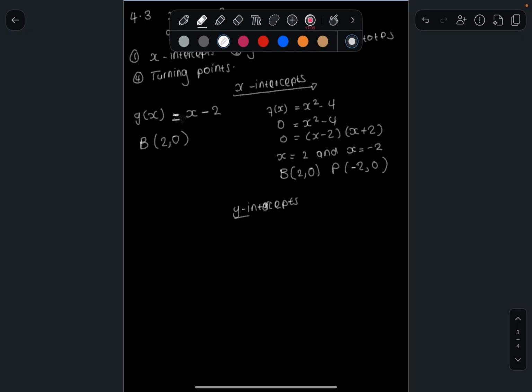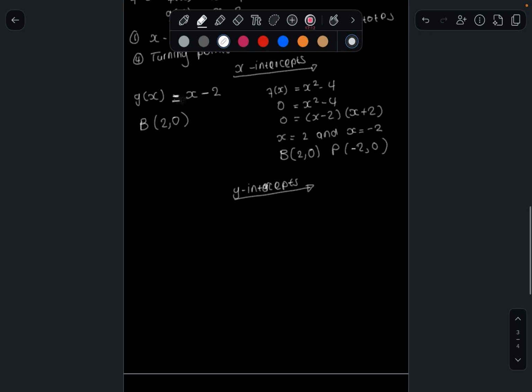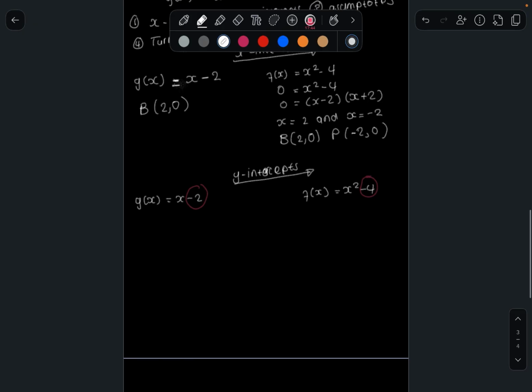Y-intercepts now. So, let's look at our graphs. g of x equals x minus 2. f of x is equal to x squared minus 4. Right? We have a linear graph and we have a parabola function, right? So with our functions, we notice that we already have the y-intercepts. Because of the nature of our graphs, it's a parabola and a linear. So we can note that our y-intercepts are 0, negative 2 and 0, negative 4.